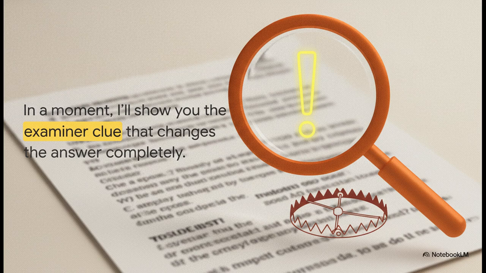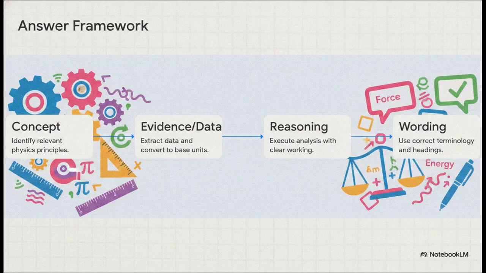The assessment demands that you execute your analysis with totally clear working and present it in an appropriate format. In just a moment, I'm going to show you the hidden examiner clue that dictates how you structure that exact reasoning. It's this tiny detail in the wording that most students completely gloss over. But first, you need the framework that makes that clue absolutely obvious. Because honestly, you can't spot the examiner's trap if you don't have a reliable lens to view the problem through. And here is that framework.